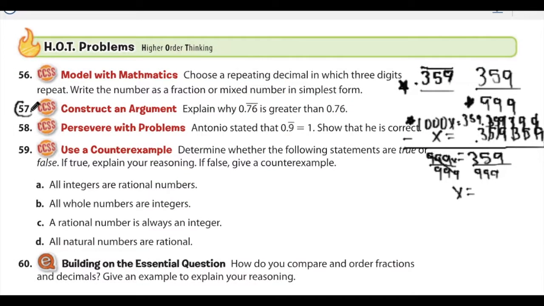The second higher order thinking problem that I want you to do is number 57. 0.76 repeating is 0.767676 and so forth. How that is greater than 76 cents is, if I think about money, this is 76 cents and this is 76 cents plus a little bit more. So when you extend that repeating decimal, it shows how it's greater than something that is terminating.